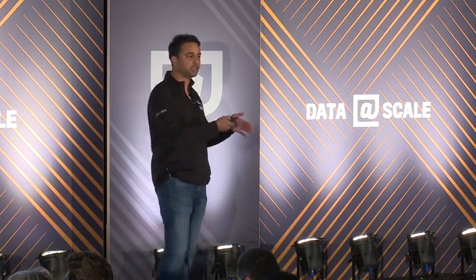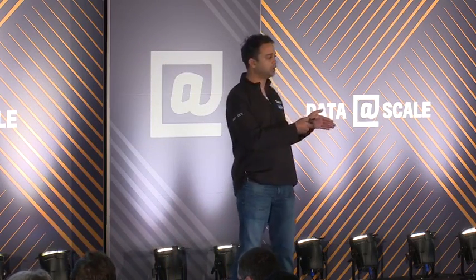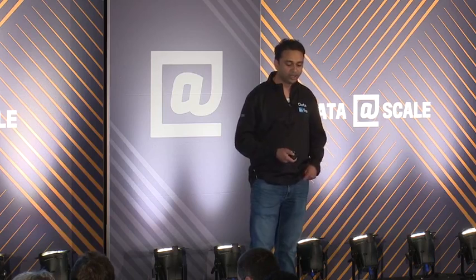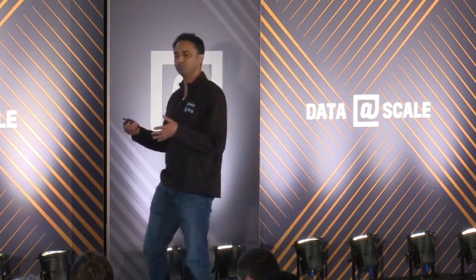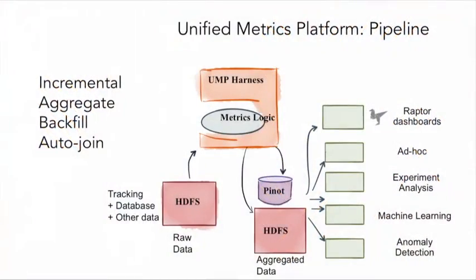The platform then takes care of pretty much everything that happens past that. Roughly, think of the UMP harness as a container for your metrics logic. The user is responsible for defining the logic. The platform is responsible for everything else, including making sure that the flows are scheduled correctly to meet the SLAs that are requested by the users.